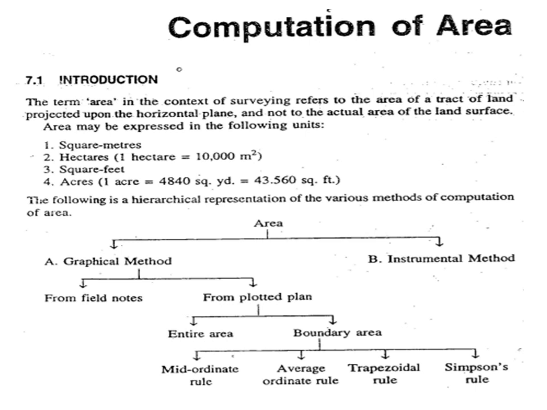Similarly, there is another method, namely from plotted plan. In the plotted plan there are again two methods, that is entire plan and boundary area. The boundary area method has been divided into four parts, that is mid-ordinate rule, average ordinate rule, trapezoidal rule and Simpson rule. By making use of these rules, it is possible to calculate the area on the paper. Similarly, when we use an instrument like planimeter to calculate the area, the method is known as instrumental method.